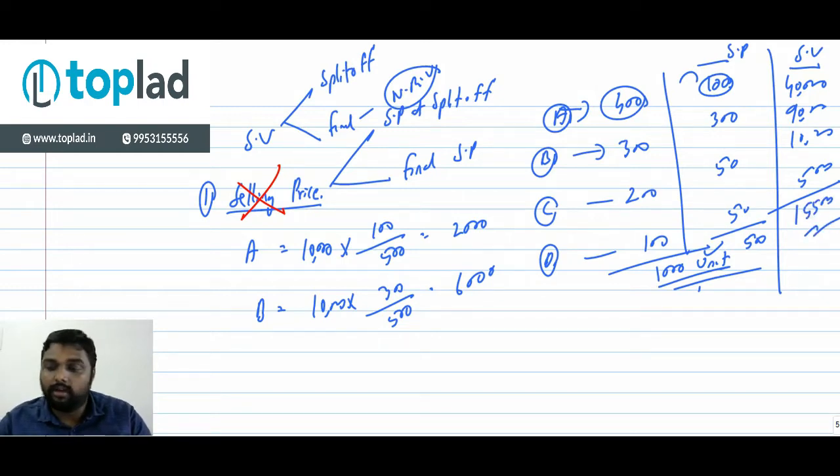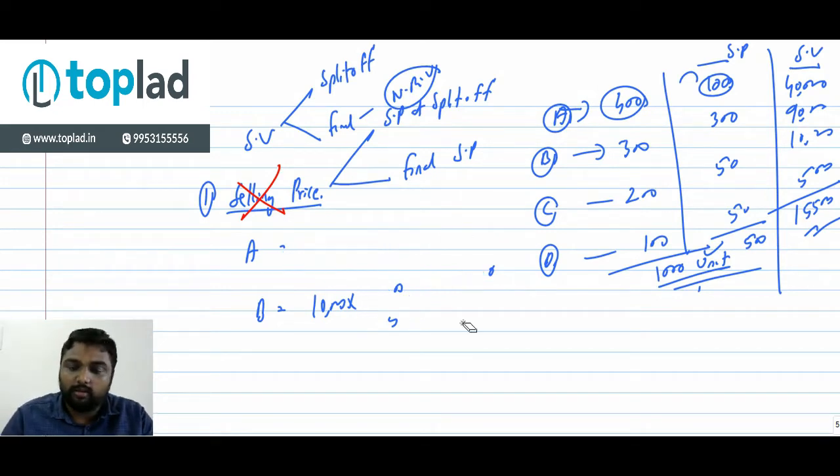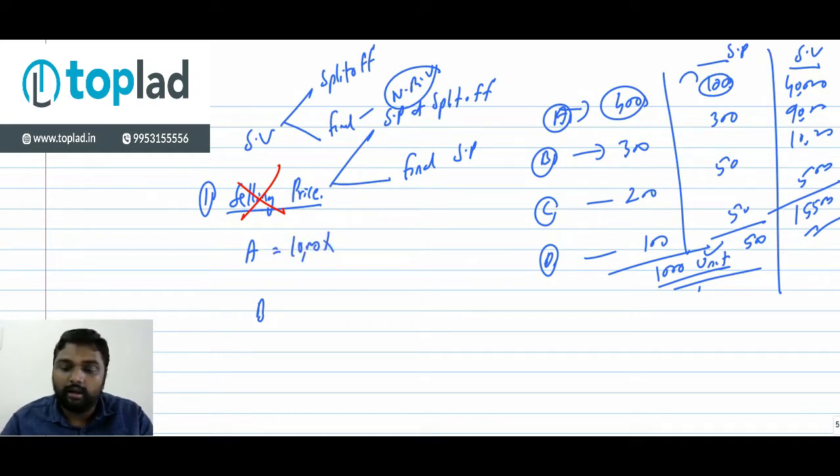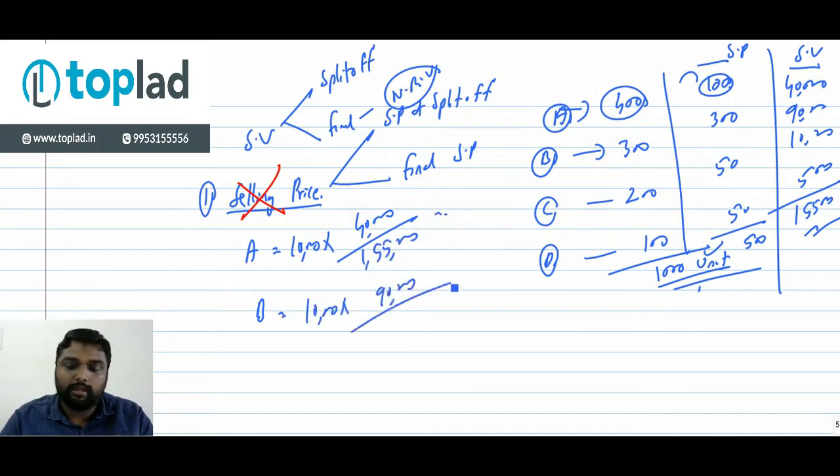So what we have to do? Here there will be a ratio. What will be the ratio? For A, 10,000 into 40,000 divided by 1 lakh 55. For B, how will it come? 10,000 into 90,000 divided by 1 lakh 55. See how it will come, 10,000 into 10,000 divided by 1 lakh 55.